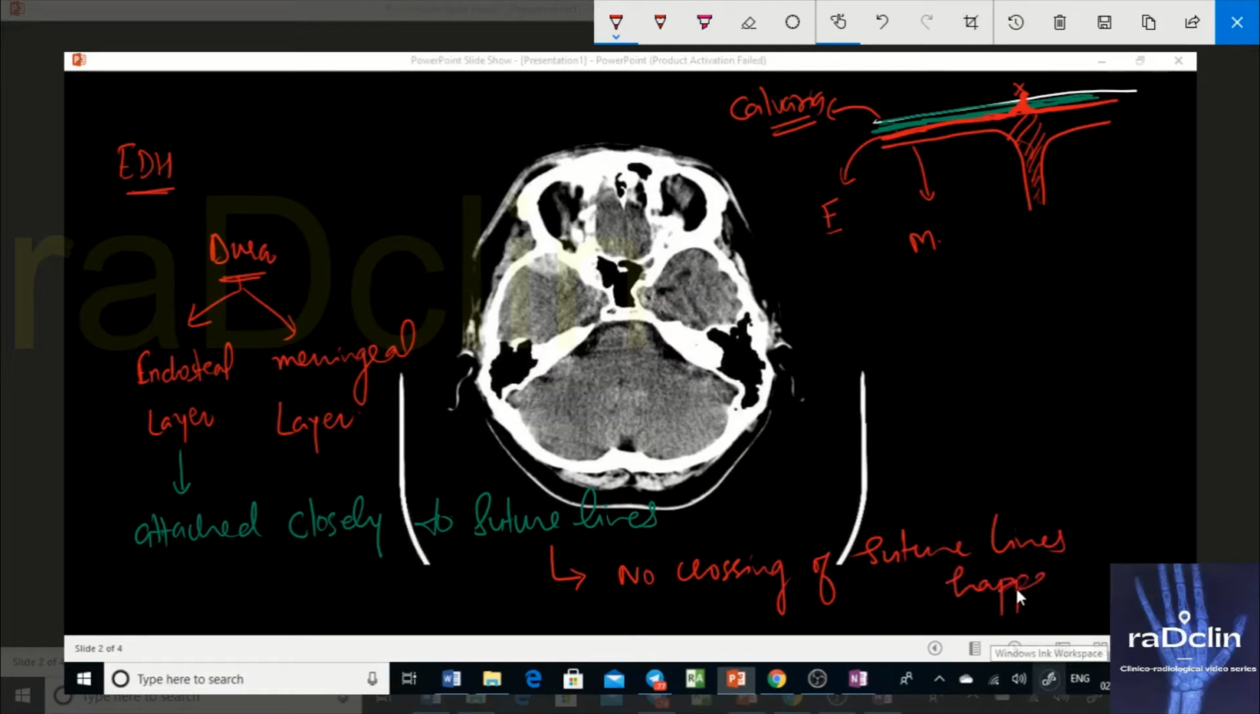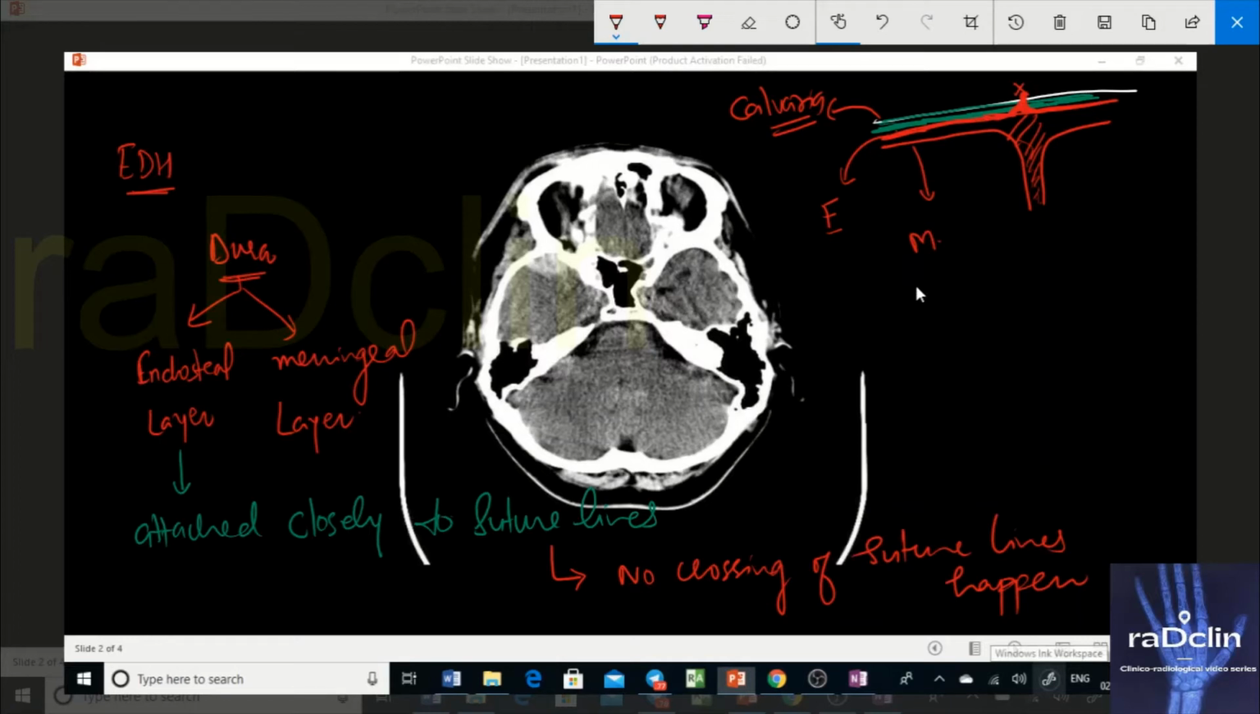Okay, so you know the location of the bleed, shown in green outside the endosteal layer, between the calvaria and the endosteal layer: it doesn't cross the suture line. Why? Because the endosteal layer is adherent. Okay, one point. Another important point is that this endosteal layer is adherent to the calvaria as well, so what happens?